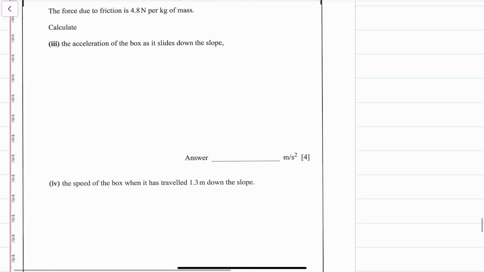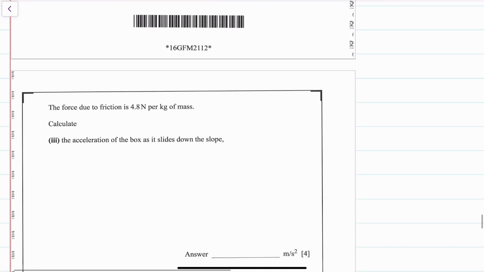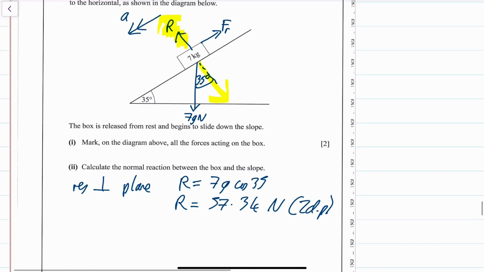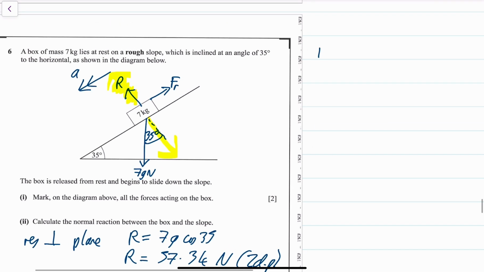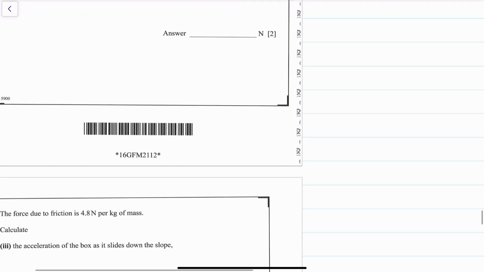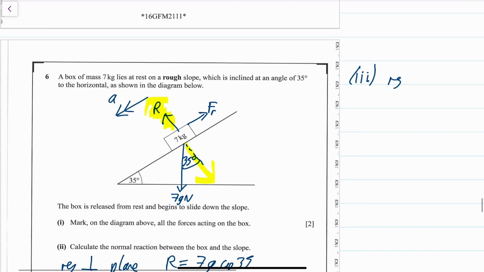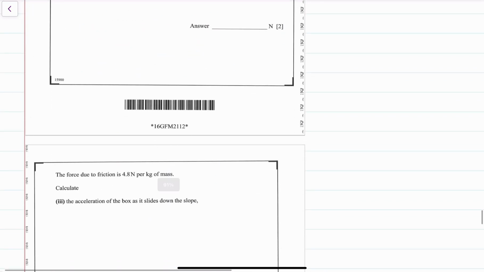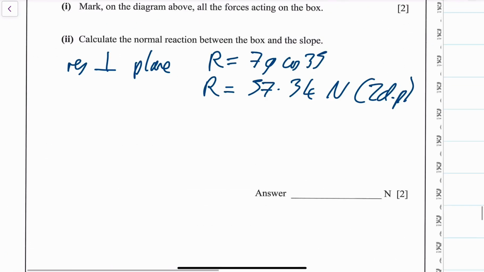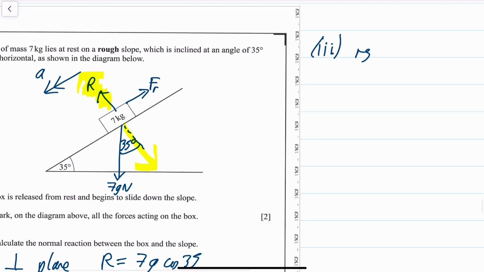Lovely. Next bit says the force due to friction is 4.8 newtons per kilogram. So we'll do part 3 here, and we can see our diagram. What we've got to do here, apologies, I didn't read the question, is calculate the acceleration of the box as it slides down the slope. So we're going to resolve parallel to the plane, and we're also going to use force equals mass times acceleration. If acceleration is taking place, you're using F equals ma.